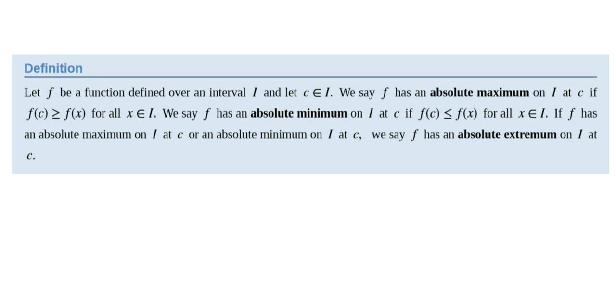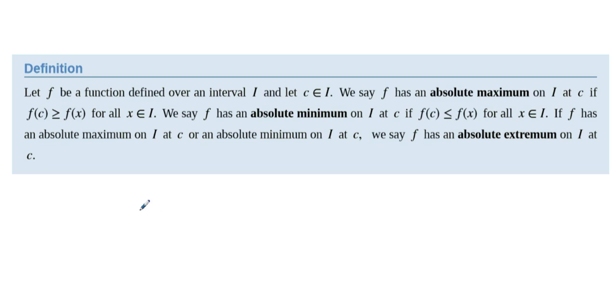Let f be a function defined over some interval I for interval. Let c be some number in the interval I. We say that f has an absolute maximum on I at c if f of c is greater than or equal to f of x for all x in I.